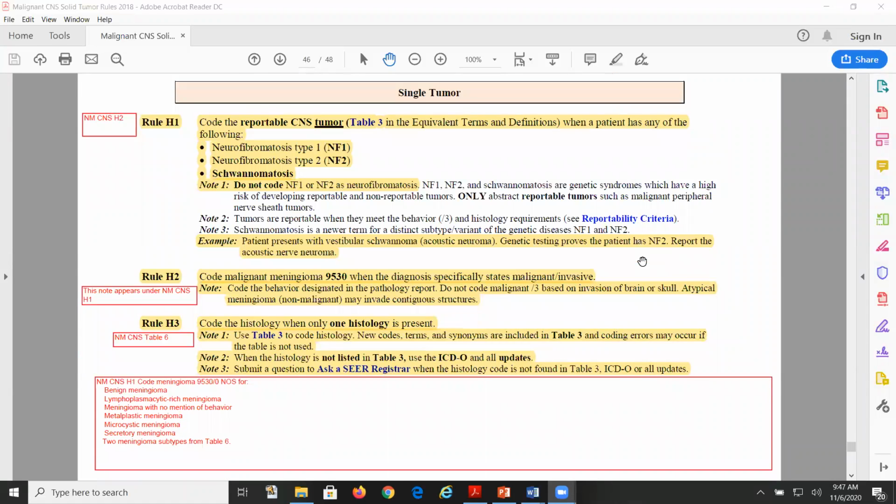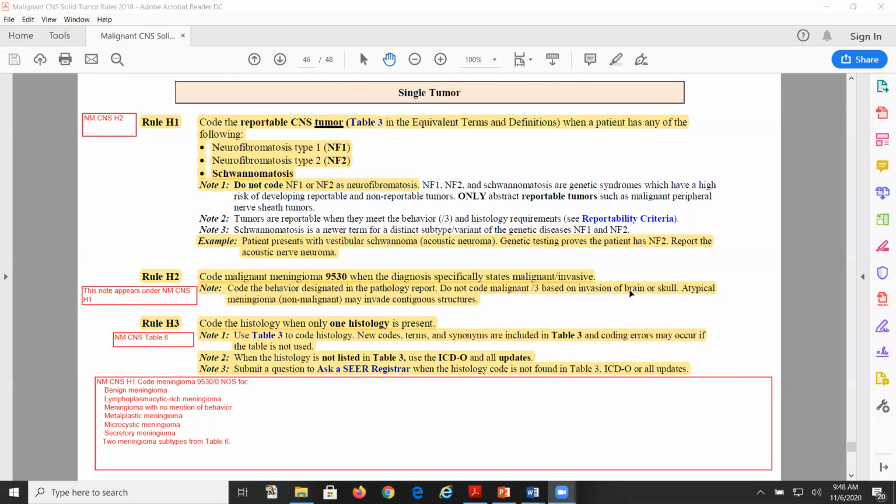H2, code malignant meningioma 9530 when the diagnosis specifically states malignant. So you do not code a meningioma as malignant if you have a description of invasion of brain or skull or skin, as non-malignant CNS tumors can extend to neighboring structures. The meningioma has to be specifically stated as malignant to code with a behavior of 3.